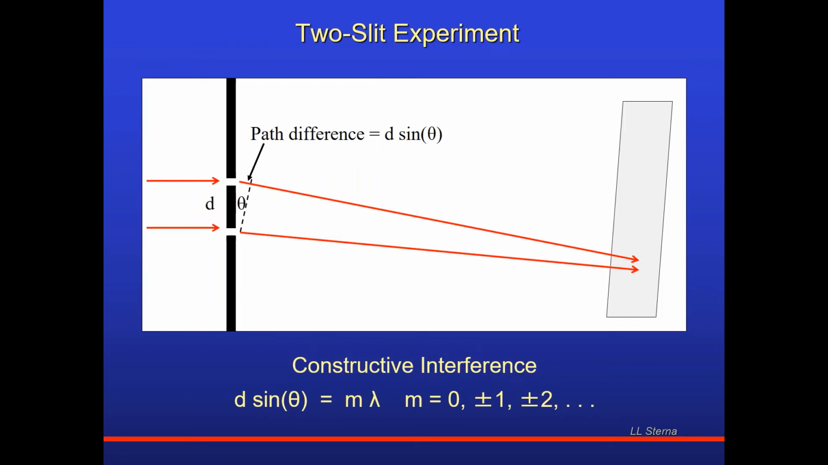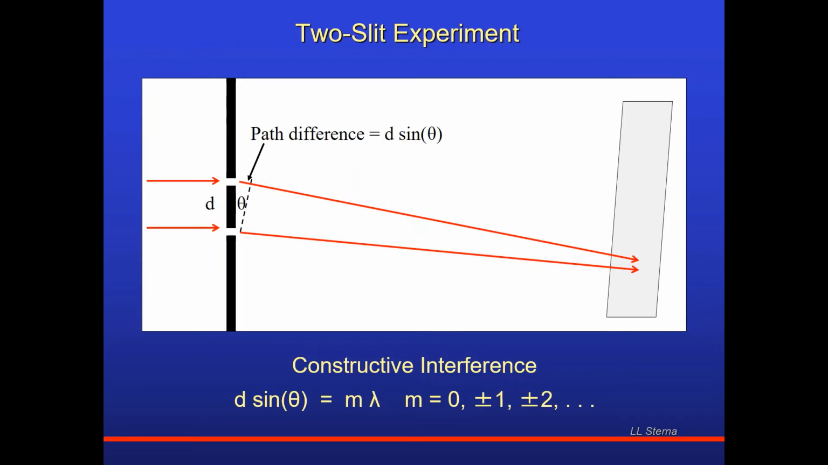If it becomes 1 lambda, you'll get a brighter spot. If it becomes 1.5, goes dark. Becomes 2 lambda, becomes bright again. So if the path difference d sine theta equals m lambda, an integer number of lambda, then we'll get constructive interference. Get a bright spot on the paper.